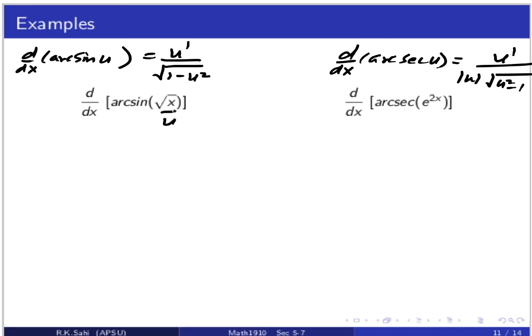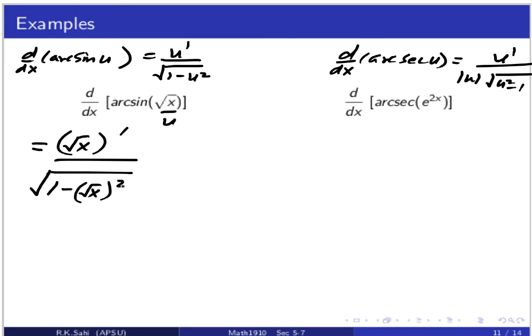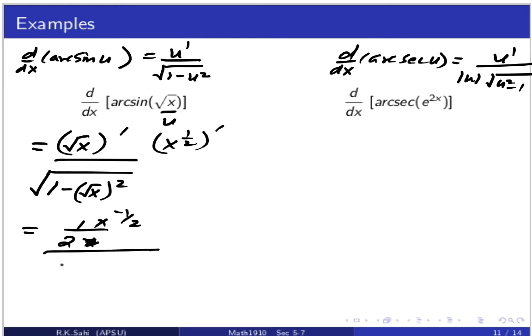So my u is square root x. So when I take the differential, what do I have? Square root x differential over square root 1 minus square root x the whole square. Now square root x differential means what? x to the power half differential, which is 1 over 2 x to the power negative half over square root 1 minus x.